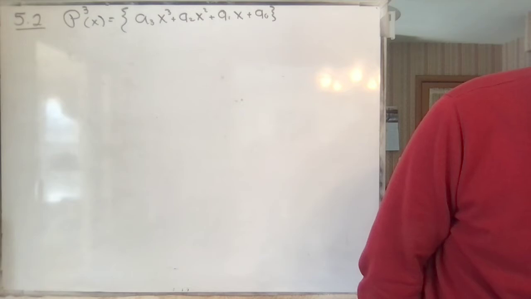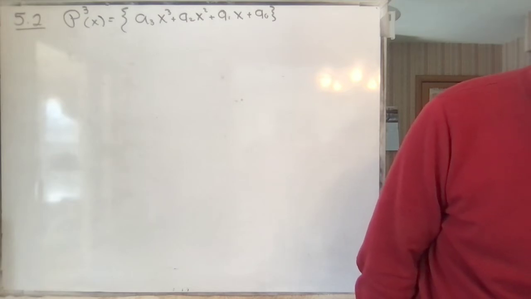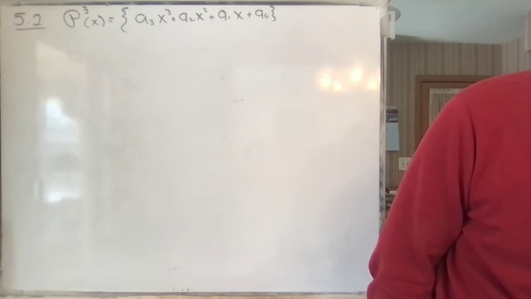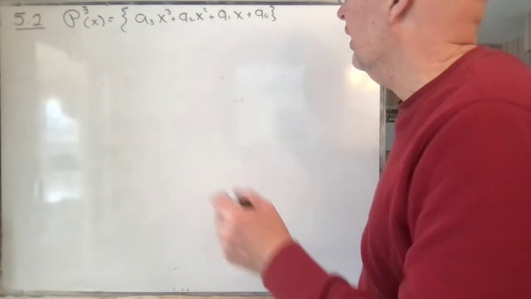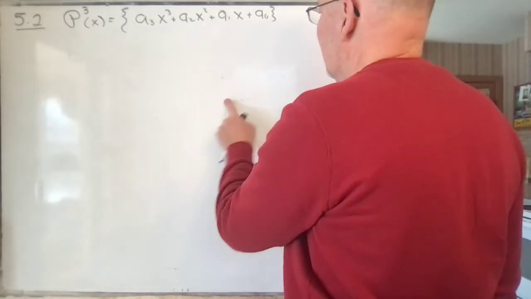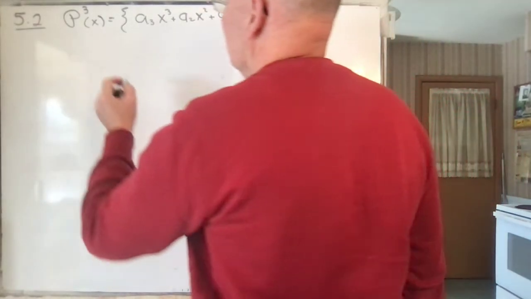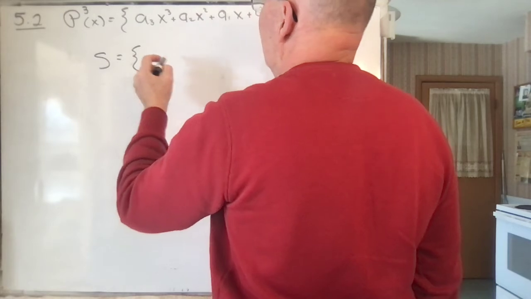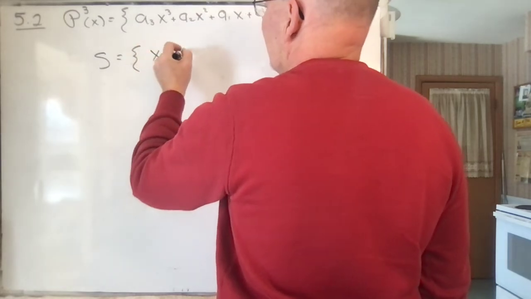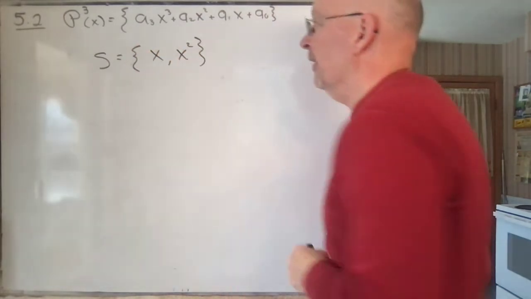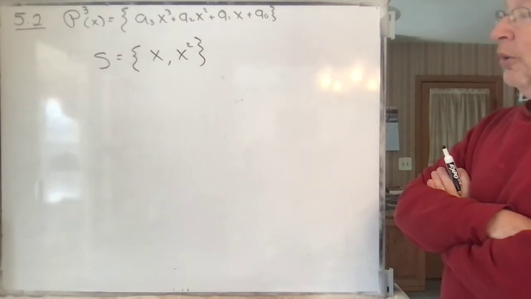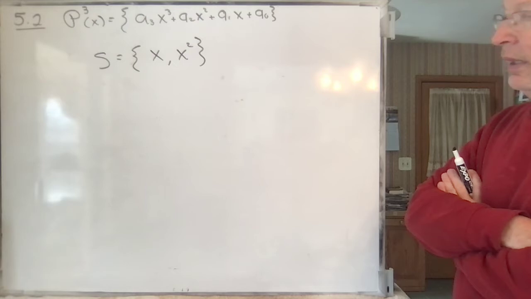So once we have that, that's a vector space. Here's the question I ask: choose a set of vectors and determine the span of S. I'll just choose a couple easy ones here. I'm just going to let my set be equal to x and x squared. There's my set of vectors. What's the span of that set?